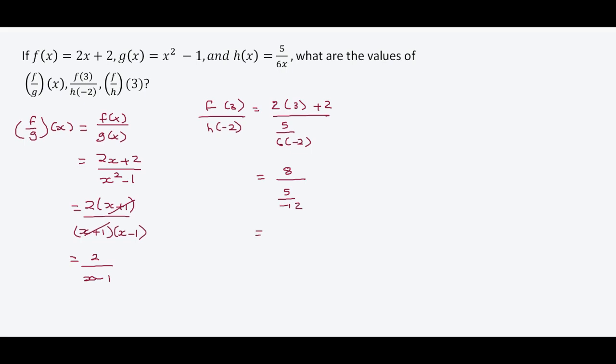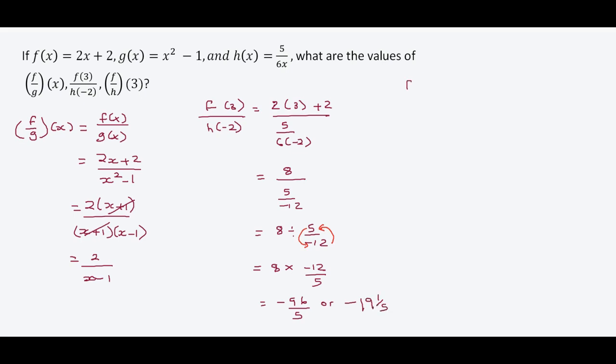So we're going to write it out so that it's easy to see what we're going to do now. So this is going to be 8 divided by 5 over negative 12. So this is going to give us 8. We'll change the division to multiplication, and then what's going to happen here is that these will change positions. So that's going to give us 8 times negative 12 over 5, which is negative 96 over 5. Or, if you want to be adventurous, negative 19, 1 over 5.